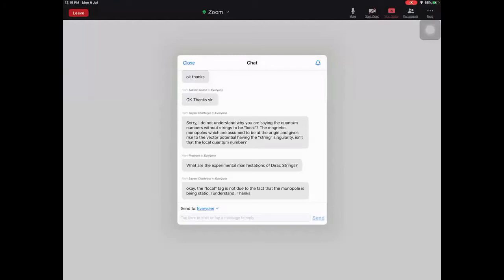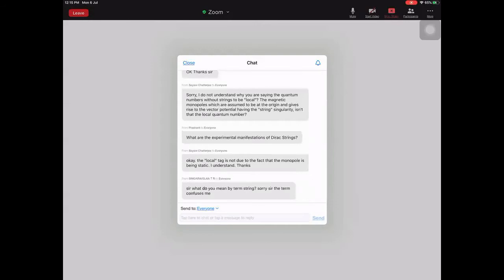Oh, no. The non-local tag is not because the monopole is static. I can give some kinetic energy to the monopole, it still remains a non-local thing.